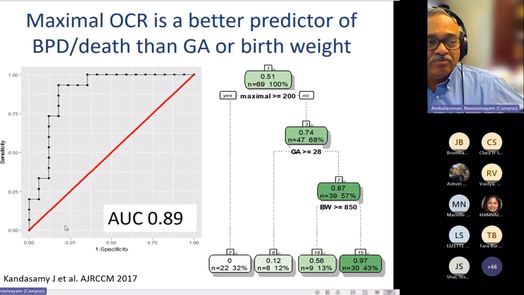And actually, if you measure this oxygen consumption rate, it's a better predictor of BPD or death compared to gestational age or birth weight. As I mentioned earlier, gestational age or birth weight is a strong predictor, but the mitochondrial function is actually an even better predictor.